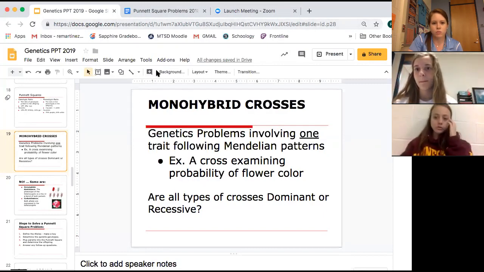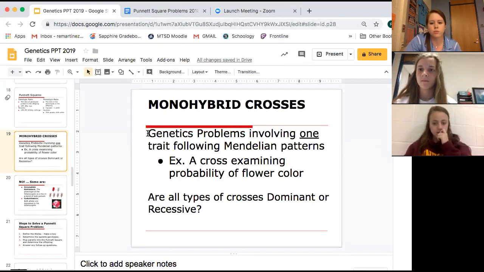So if you remember, monohybrid crosses, they're just the regular crosses that we go with one trait. And we sometimes look at flower color or just a simple characteristic. And so sometimes they are monohybrid crosses, and sometimes we have other types of Punnett squares that are going to follow different rules. Do you guys remember, and I'm gonna stop sharing my screen here so we can chat a little bit. Do you guys remember any of the other types of crosses that we talked about?